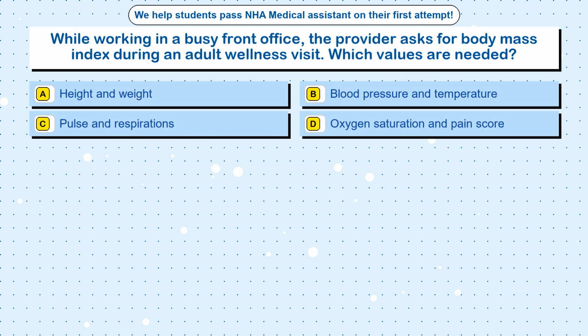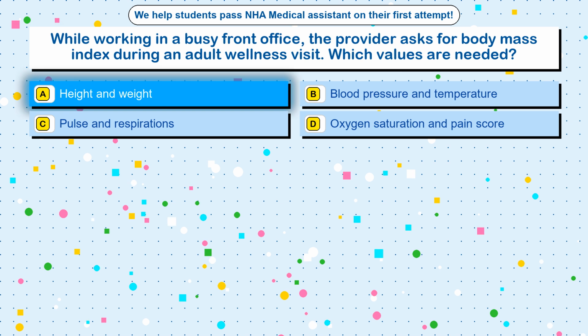Question 90. While working in a busy front office, the provider asks for body mass index during an adult wellness visit. Which values are needed? Option A, height and weight. Option B, blood pressure and temperature. Option C, pulse and respirations. Option D, oxygen saturation and pain score. The correct answer is option A, height and weight.